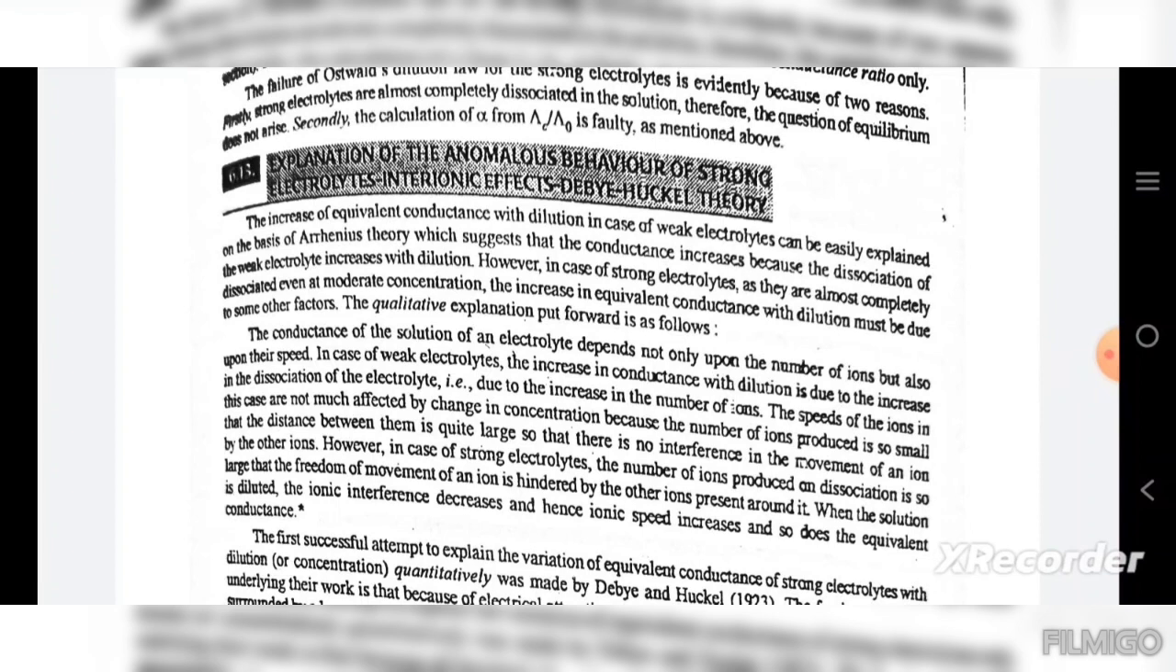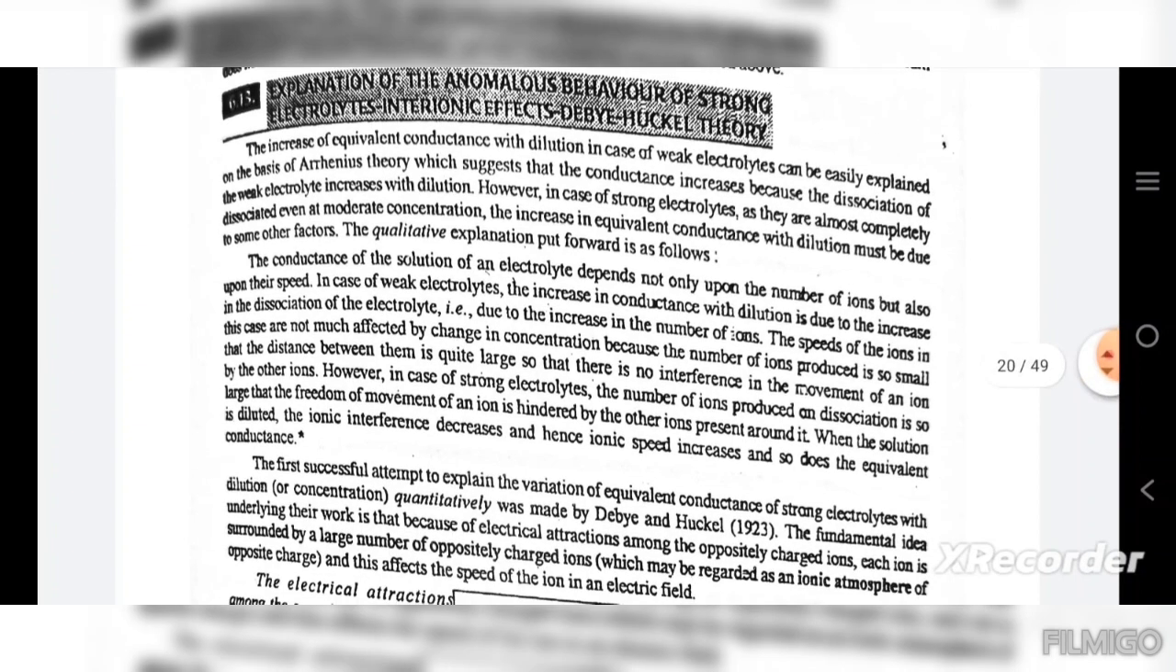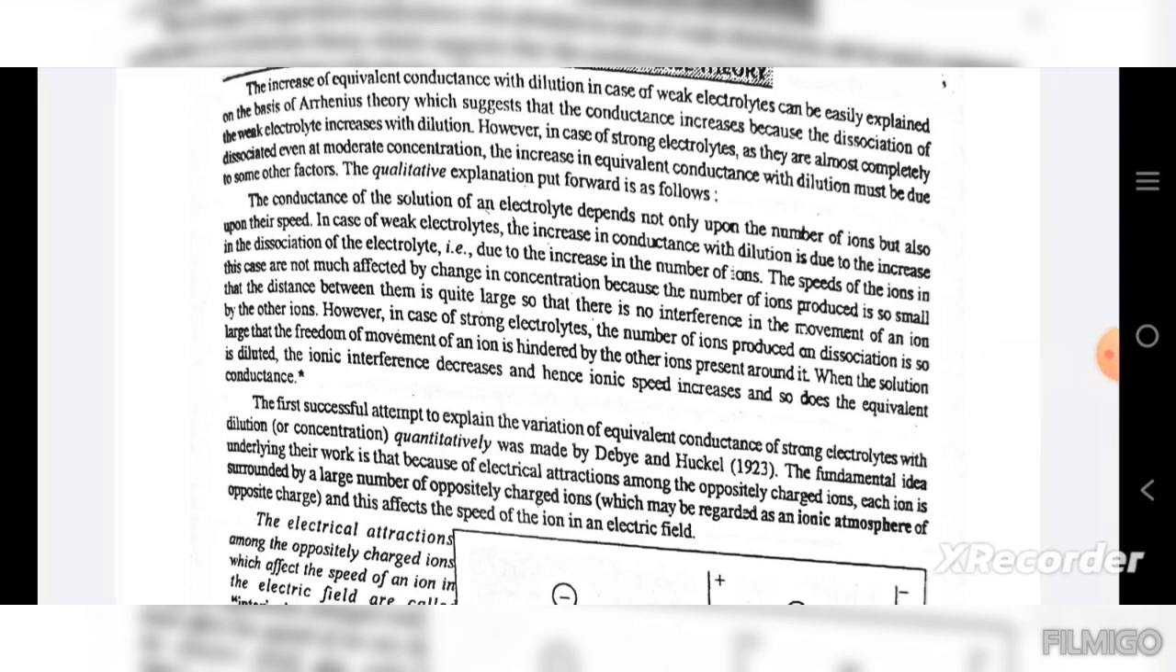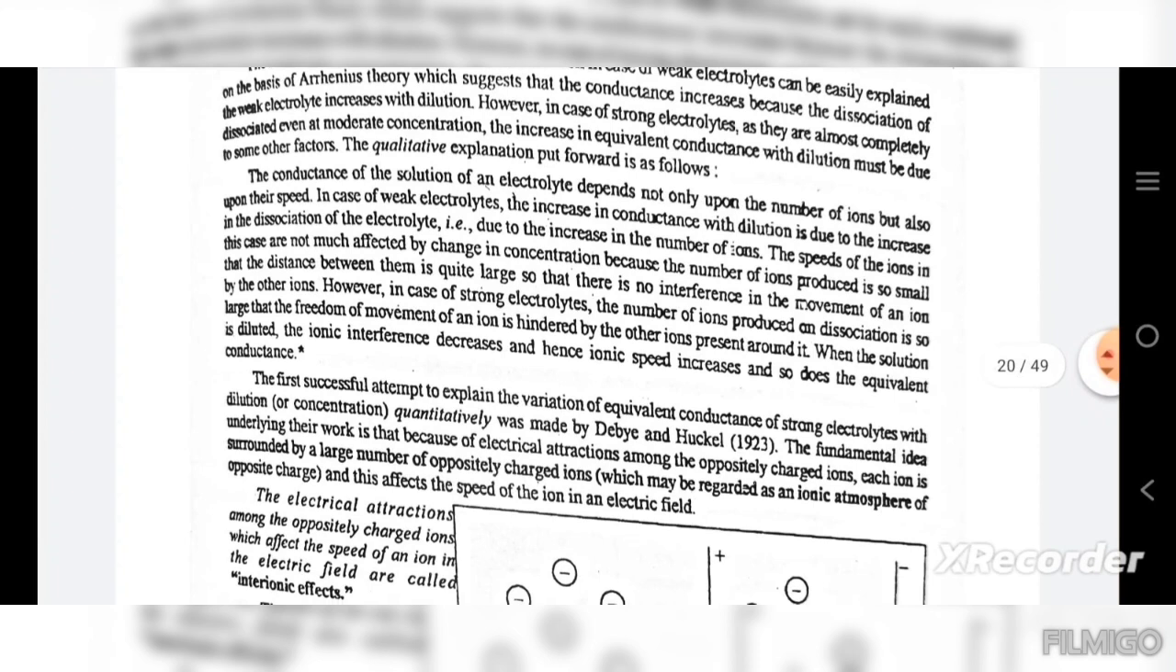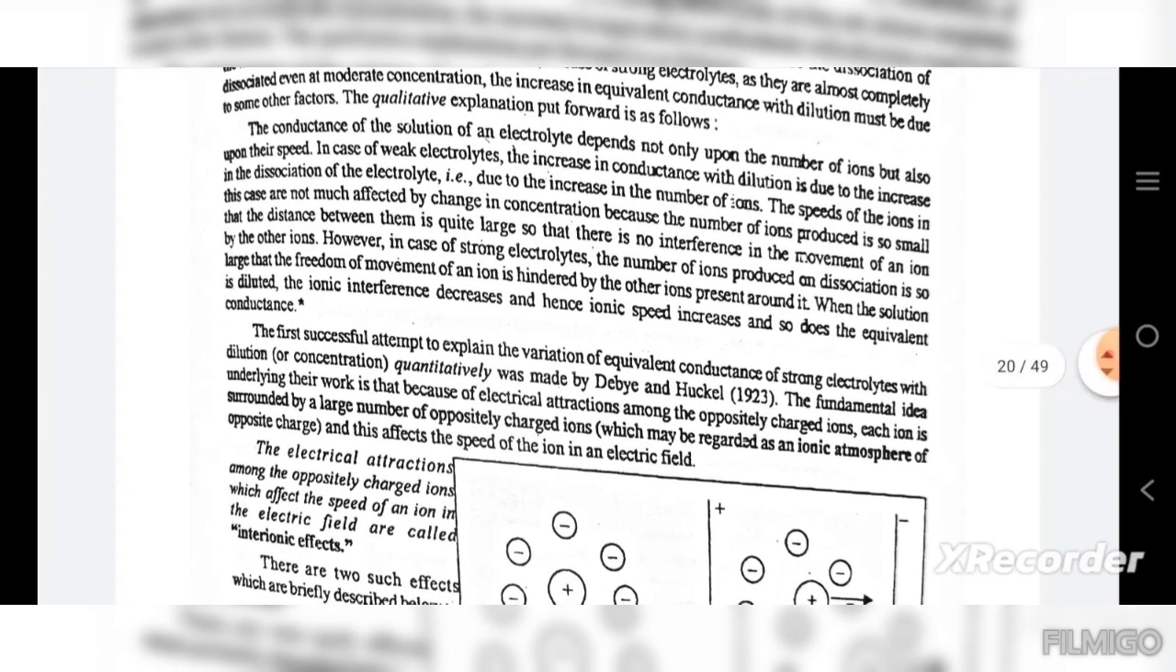Explanations of the anomalous behavior of strong electrolytes, interionic effects, Debye-Huckel theory. The increase of equivalent conductance on dilution in case of weak electrolytes can be easily explained on the basis of Arrhenius theory, which suggests that the conductance increases because the dissociation of the weak electrolyte increases with dilution. However, in case of strong electrolytes, as they are almost completely dissociated even at moderate concentration, the increase in equivalent conductance with dilution must be due to some other factors. The qualitative explanation put forward is as follows.